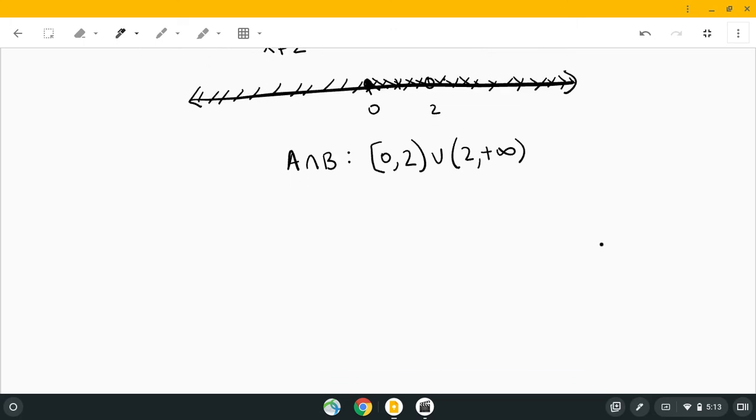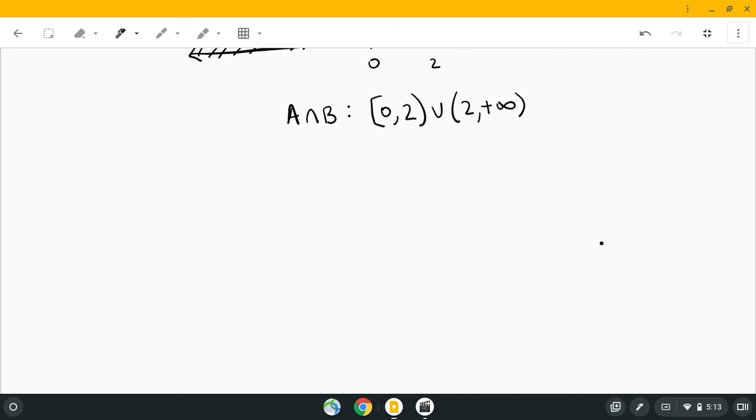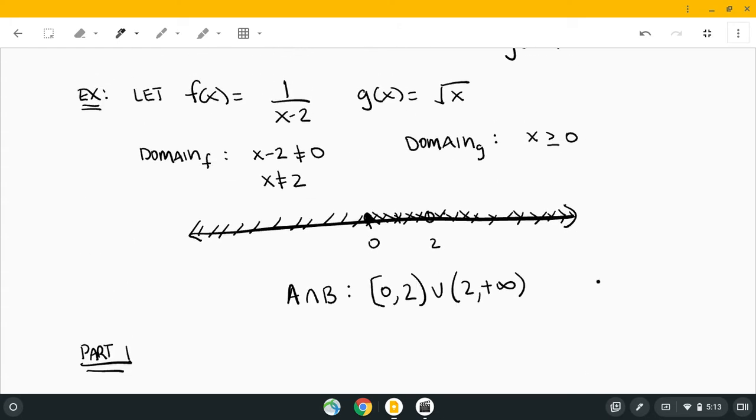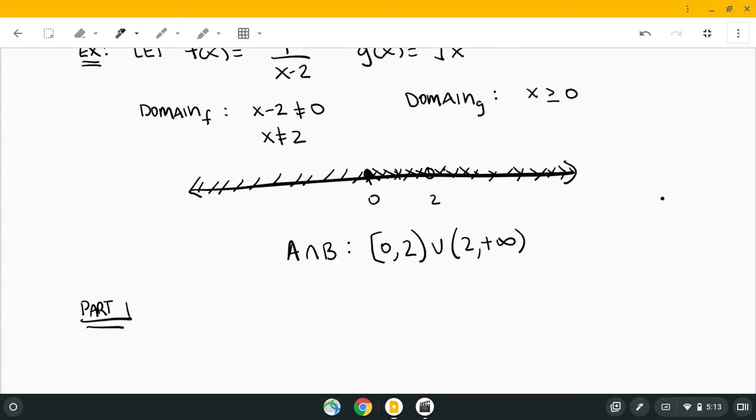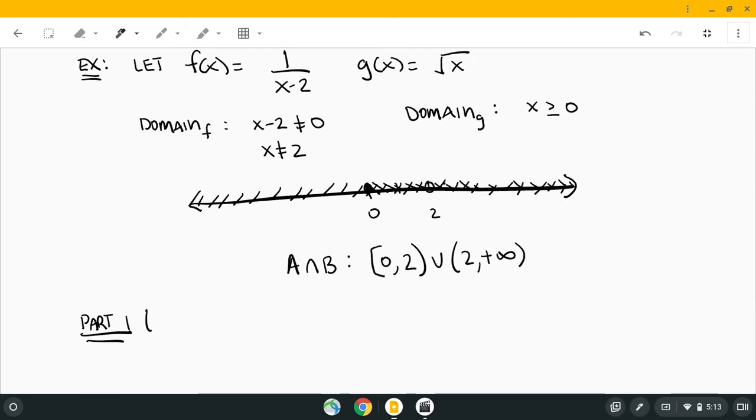All right, so let's take a look at doing those operations: addition, subtraction, multiplication, division between two functions. Let's go ahead and do 2 parts, using the same functions up here, f and g. So let's do part 1. I'll write f and g again so that we can scroll.